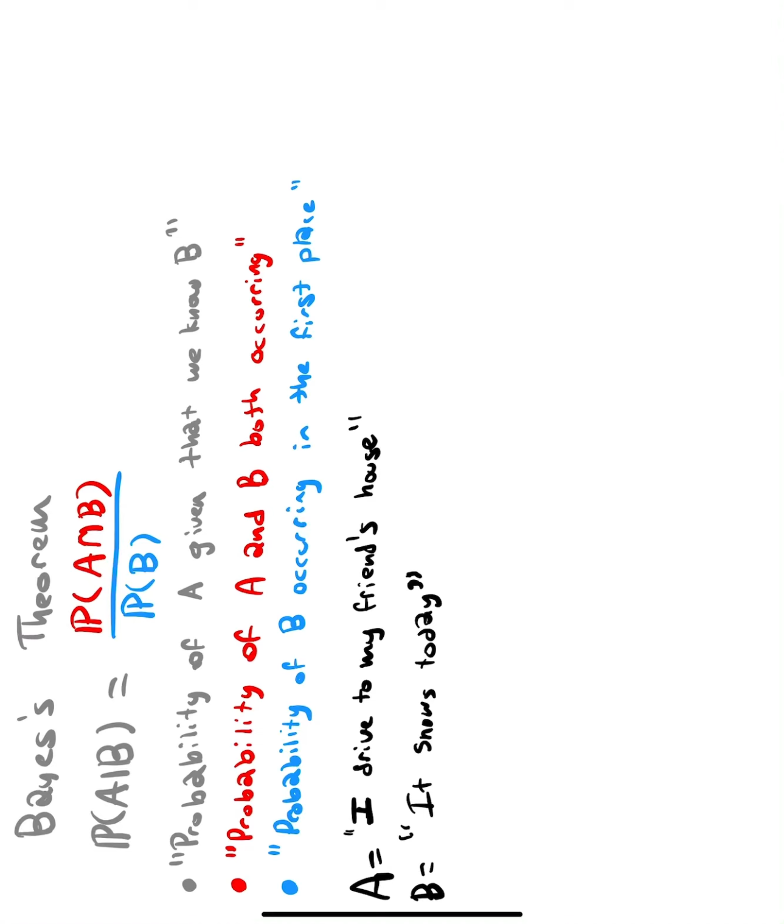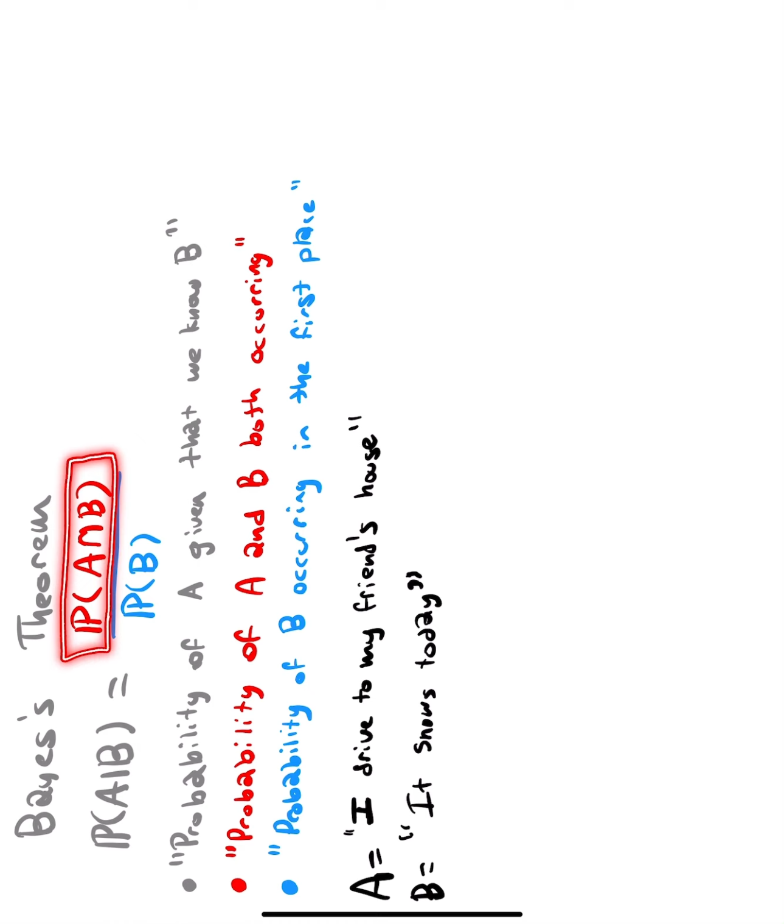Today I'll have a brief overview of Bayes' theorem. So Bayes' theorem is stated here in this equation. There's a few terms to know. Here's this gray one. It's the probability of A given B. So in English, this is some event A, given that we know that B has occurred.